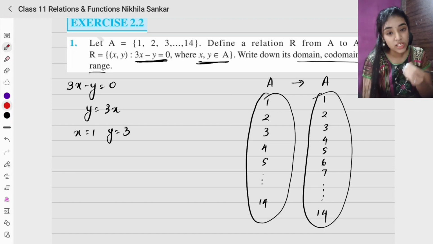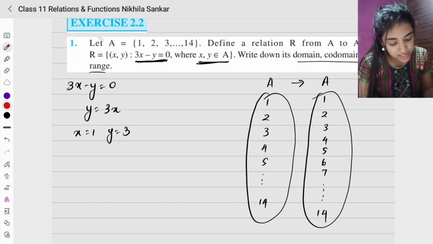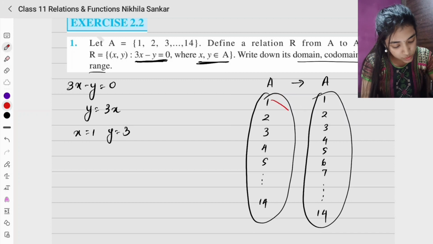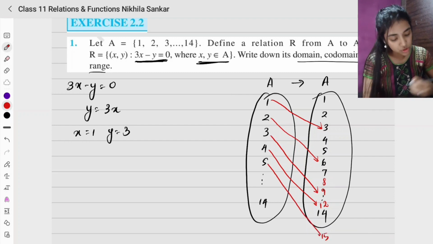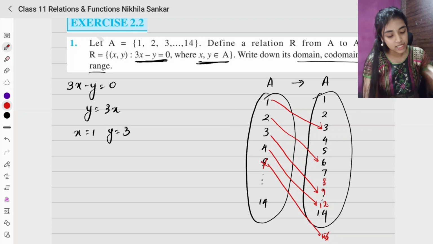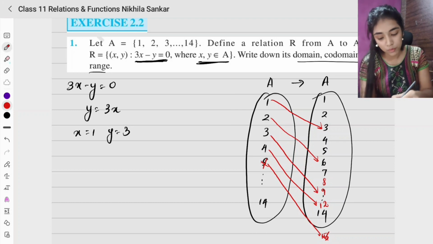So now I'm going to cross using the arrow diagram. x is equal to 1, y is going to be 3. When x is equal to 2, 2 3s are 6. So this is going to be my arrow diagram. When x is equal to 3, 3 3s are 9. Similarly, I have 4, 4 3s are 12. Then I have 5, 5 3s are 15. 15 is not in the set, so I should not consider this. So this is how my arrow diagram looks.